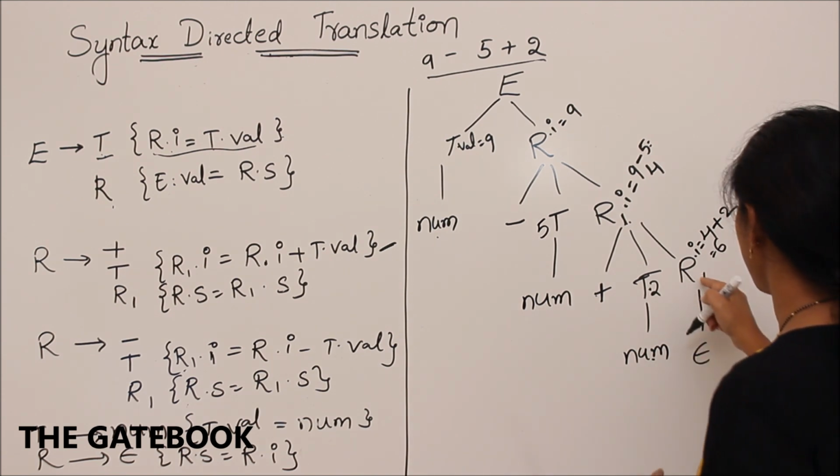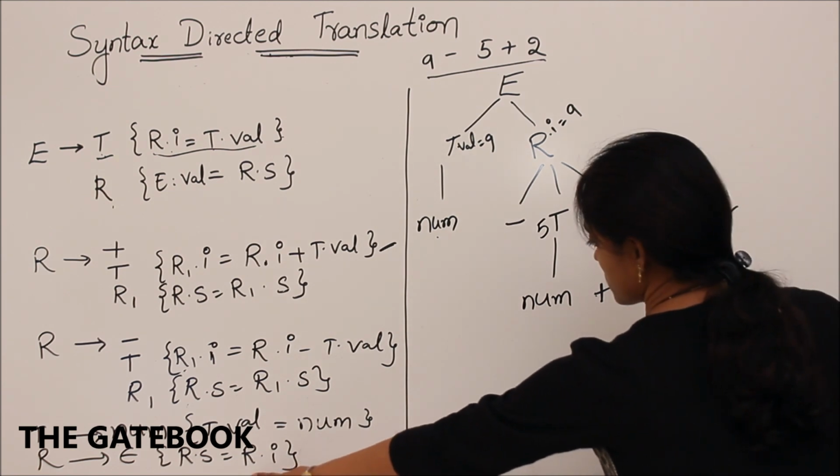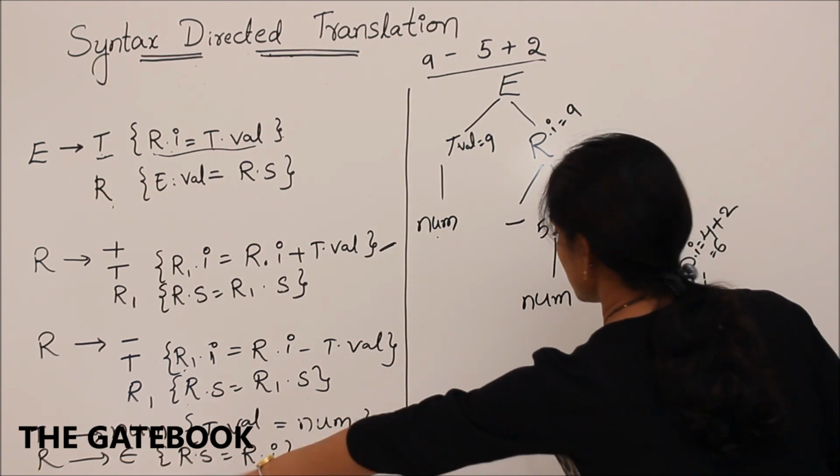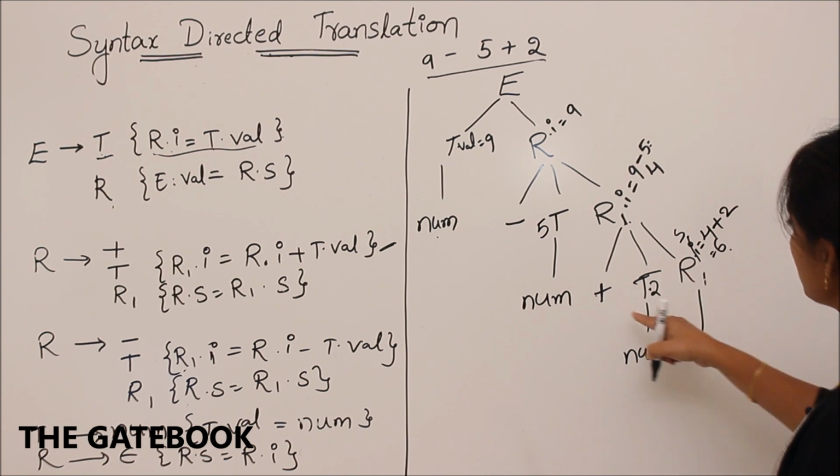And then we have R derives epsilon production. So what is it saying? It is doing nothing other than copying this inherited attribute to synthesized attribute. So we say that R dot S is 6. And then this is done.